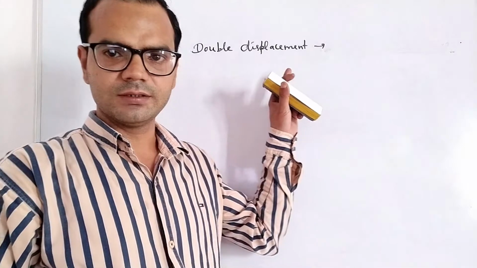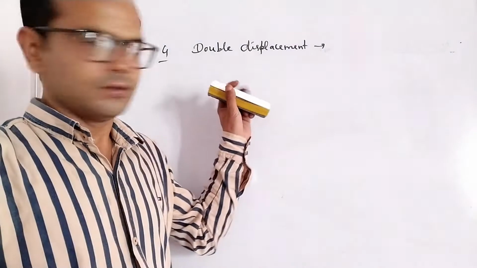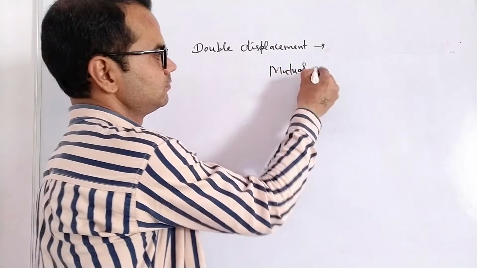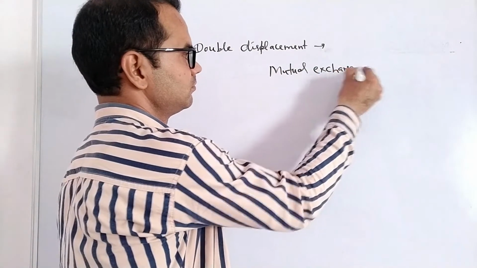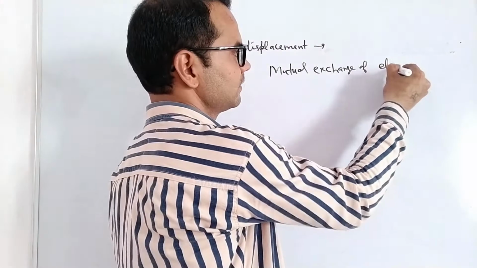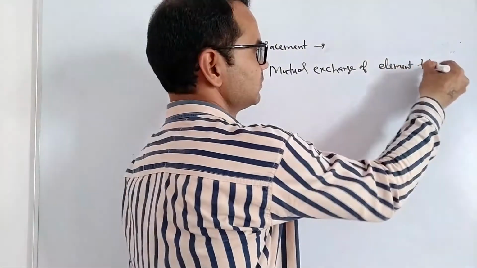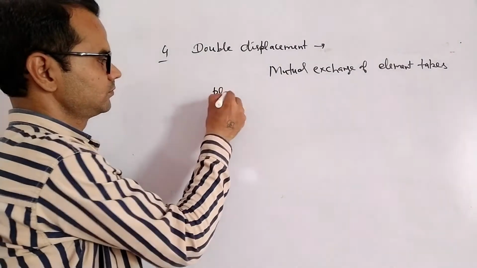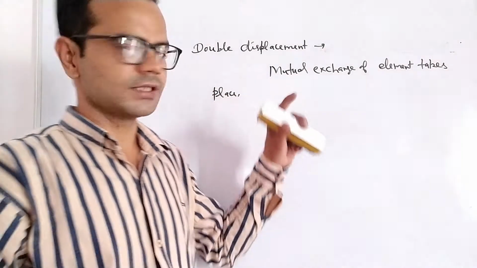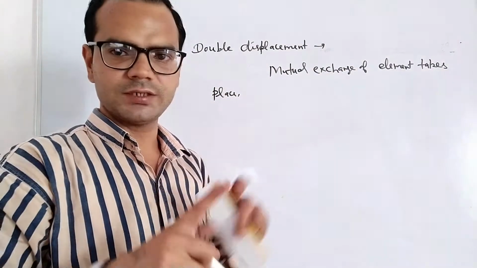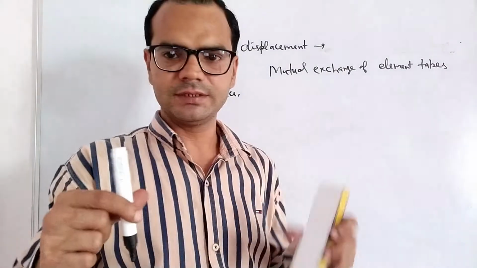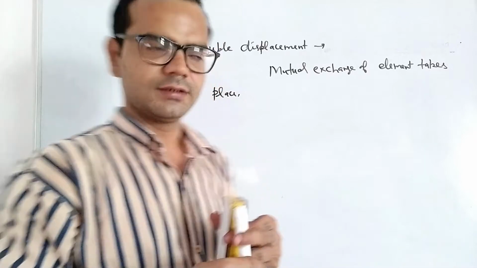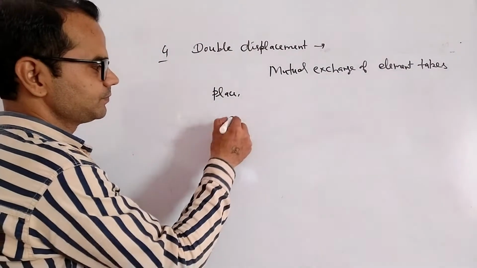double displacement reaction. Very simple again. When mutual exchange of elements takes place. If there is a double displacement, mutual exchange of elements, for example, one element and a second element displace their positions, right?